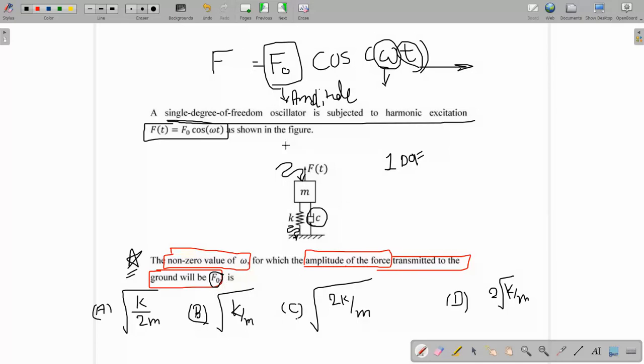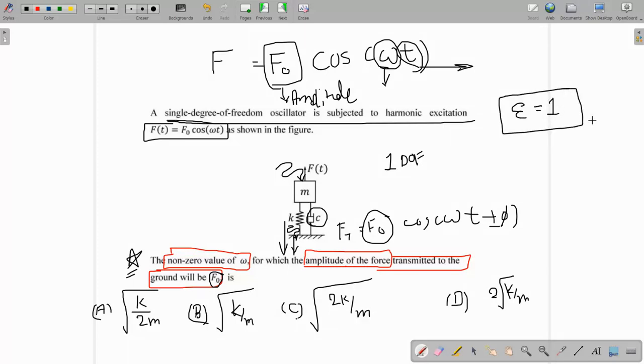That means the maximum amount of force transmitted to the ground is the amplitude. This line says that whatever force you apply on the system, all of it will be transmitted to the ground. There may be a phase change, so the transmitted force is F0 cos(omega t plus phi), or minus phi, but the amplitude is the same, so you can say that transmissibility is equal to 1 because the magnitude is the same.